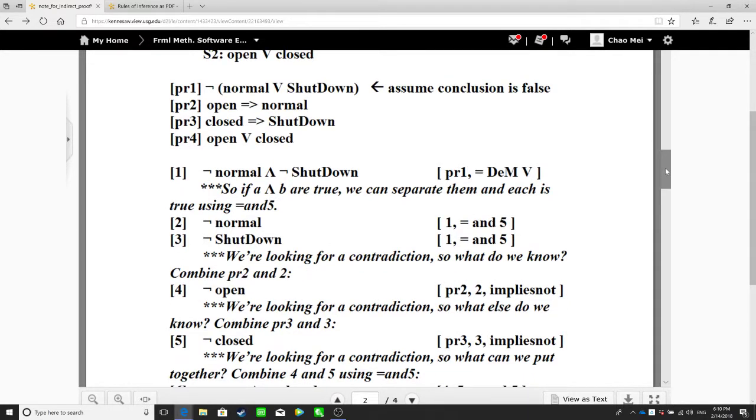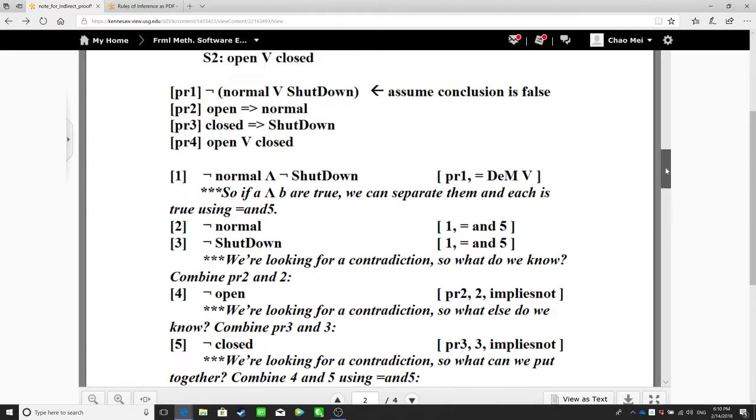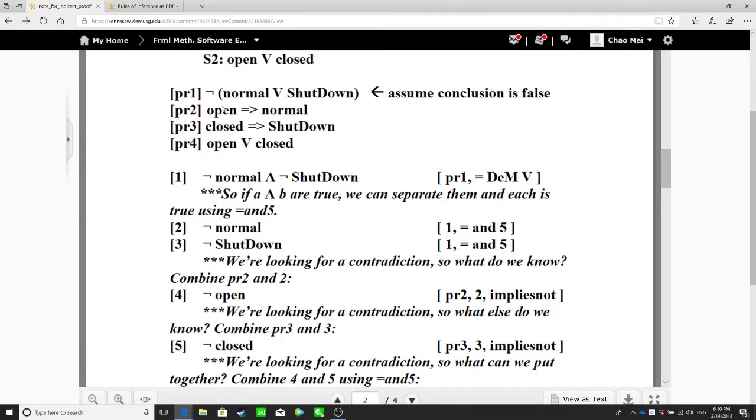Okay, from PR2 and 2. From PR2, what we see is open implies normal, but now we know negation normal. So from PR2, open implies normal, but what we know to be true is negation normal, so we know that negation open is true. That's the rule.